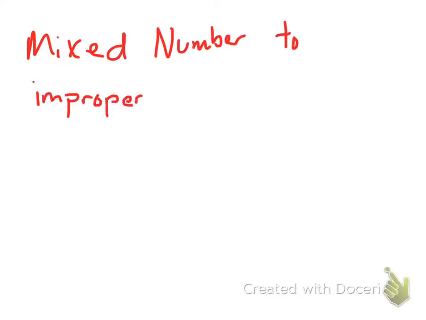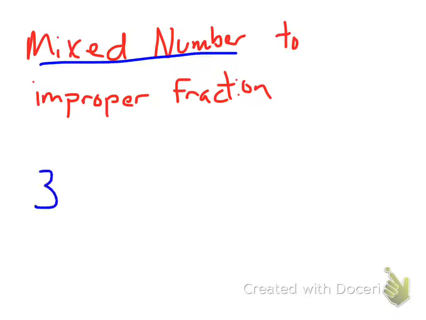In this lesson, we're going to take a look at switching a mixed number into an improper fraction. So before I start anything, I want to talk quickly about what I mean by mixed number. A mixed number means that we're going to have something like 3 and 1/4. So we have 3 total plus a 1/4.